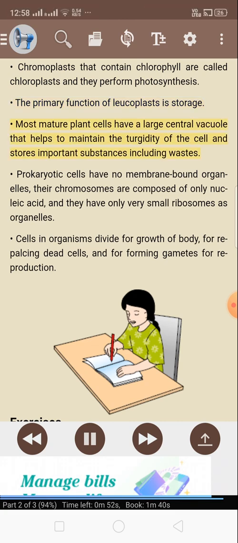Most mature plant cells have a large central vacuole that helps to maintain the turgidity of the cell and stores important substances including waste. Prokaryotic cells have no membrane-bound organelles. The chromosomes are composed of only nucleic acid and they have only very small ribosomes as organelles. Cells in organisms divide for growth of body, for replacing dead cells, and for forming gametes for reproduction.